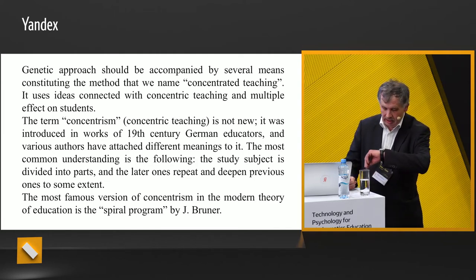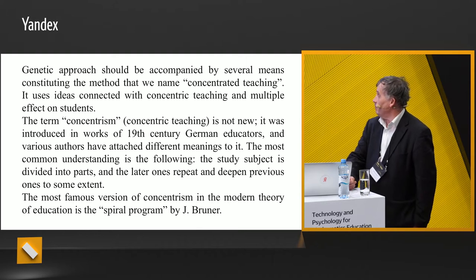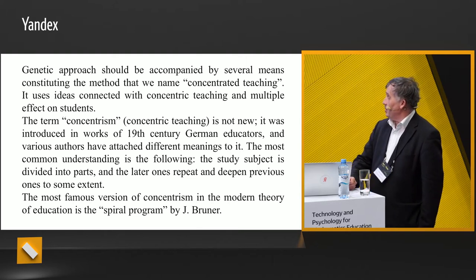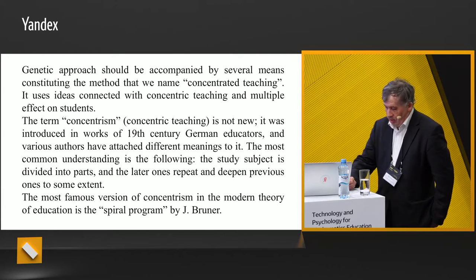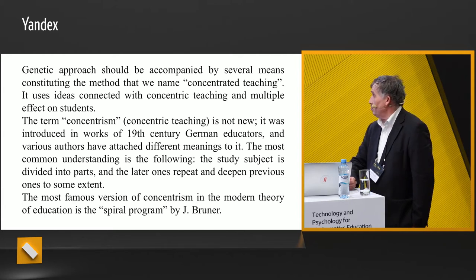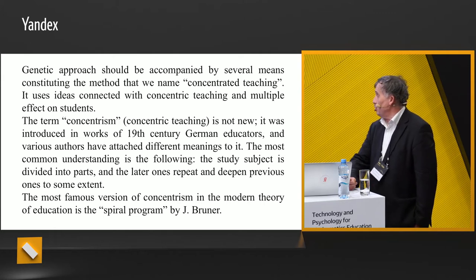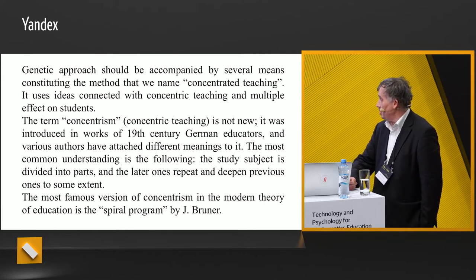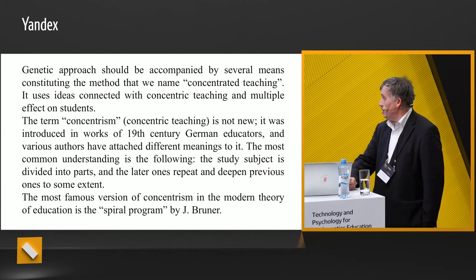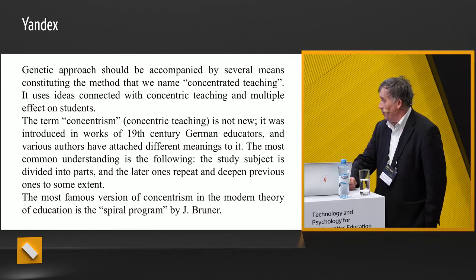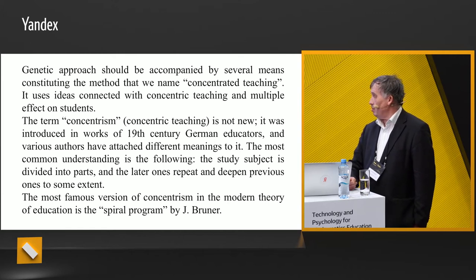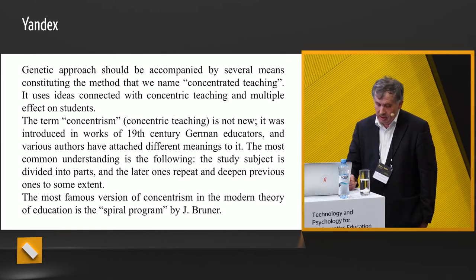So we think that the genetic approach should be accompanied by several means constituting the method that we named concentrated teaching. It uses ideas connected with concentric teaching and multiple effect on students. The term concentrism, concentric teaching, is not new. It was introduced in works of 19th century German educators, and various authors have attached different meanings to it. The most common understanding is the following: the study subject is divided into parts, and the later ones repeat and deepen previous ones to some extent. The most famous version of concentrism in the modern theory of education is the spiral curriculum by Jerome Bruner.